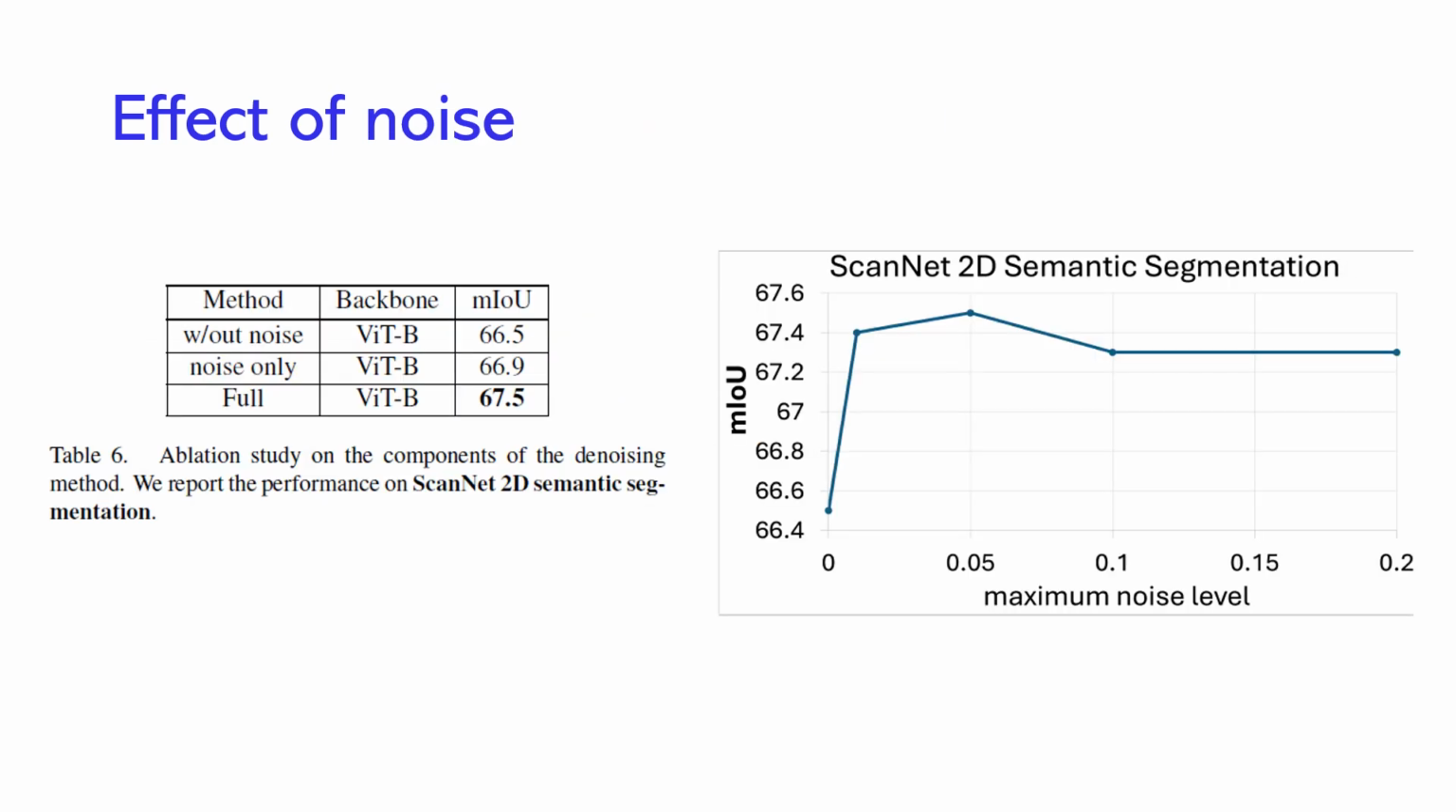This table shows the performance of different components of the denoising loss on ScanNet 2D segmentation. By simply adding the noise in the input, the performance improves by 0.4 mIoU. The figure on the right side shows the ScanNet semantic segmentation performance based on the maximum noise level. The best performing model was achieved with a 0.05 value. And the model performance doesn't really drop even if we increase the maximum noise.